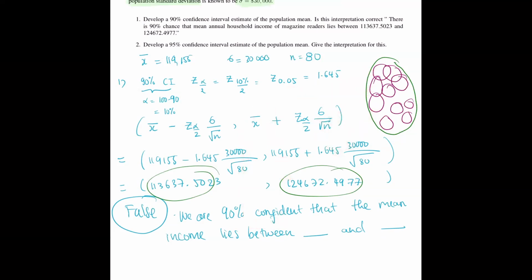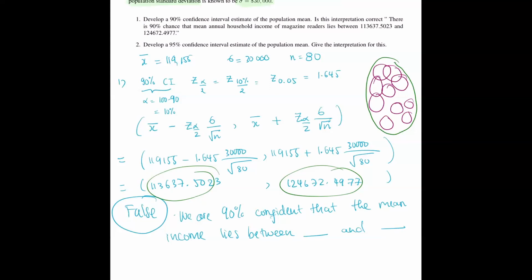Or what you can say is that there is a 90% chance that the confidence interval constructed from a future sample will contain the true population mean. But once you have calculated the interval, it is not a matter of probability anymore. Either the mean lies inside the interval or it is not inside the interval. It's just like 0 and 1. There is no percent involved in it.